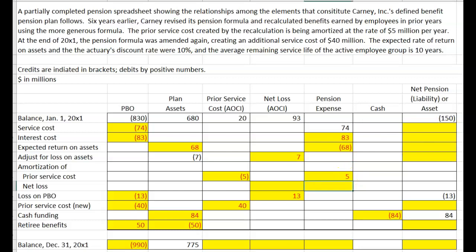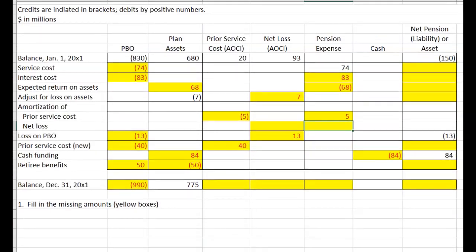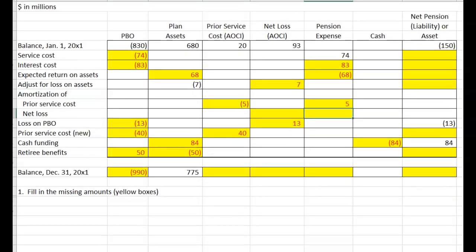Now we can find a total of the prior service costs AOCI at the end of the year. Just add up the column. 20 million minus 5 million of amortization plus new prior service cost of 40 million equals an ending balance in the account of $55 million.